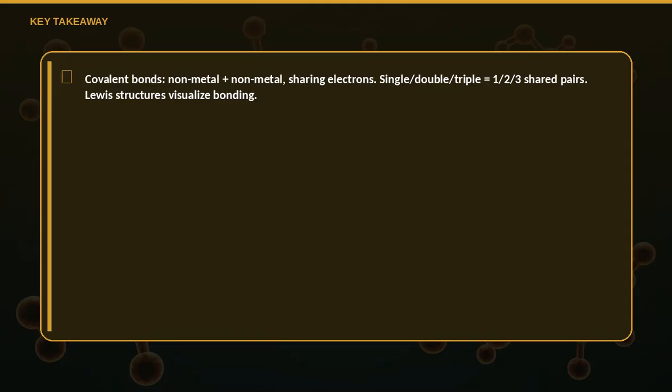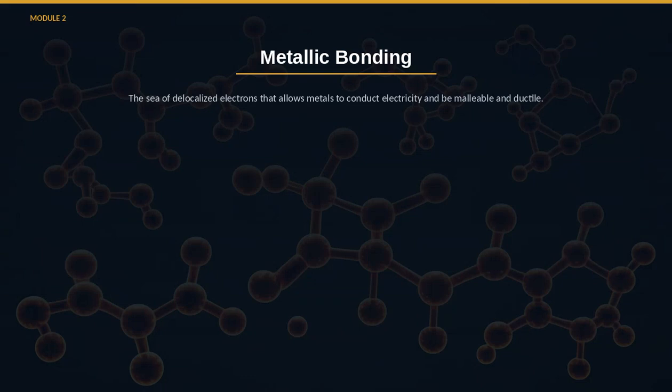Key takeaway: covalent bonds form between nonmetals through electron sharing. Single, double, and triple bonds share 1, 2, and 3 pairs of electrons respectively. Lewis structures help visualize covalent bonding. Finally, metallic bonding. In metals, valence electrons flow freely in a shared sea, which explains why metals conduct electricity and are malleable.